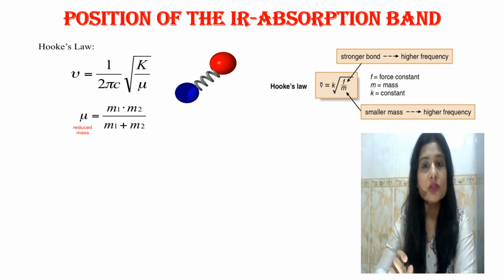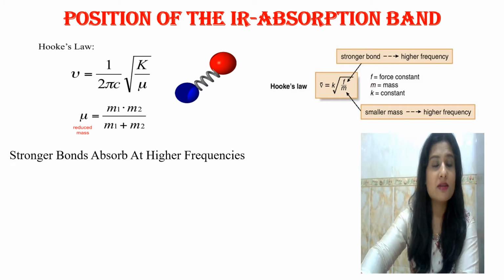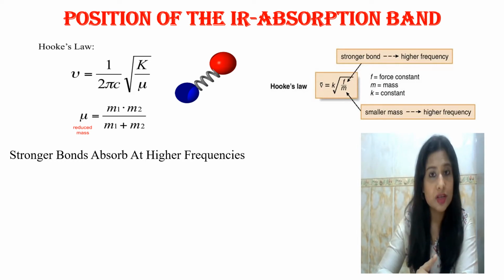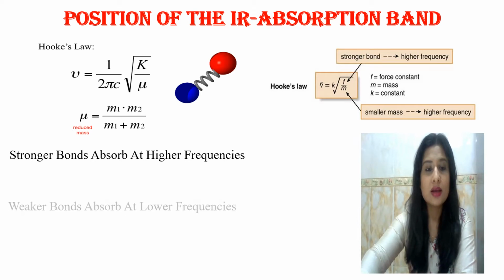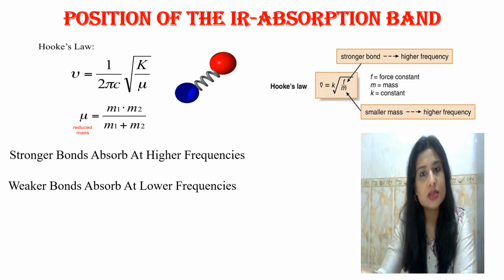Now, applying this Hooke's law in IR spectroscopy, we draw the following conclusions. First is, stronger bonds absorb at higher frequencies. I've already told you that a stronger bond means a higher force constant value and higher will be the frequency of radiation. This means that the absorption bands appear at higher wave number. Okay, so absorption bands of stronger bonds appear at higher frequency and higher wave number. On the other hand, absorption bands of weaker bonds appear at lower frequencies and lower wave numbers.